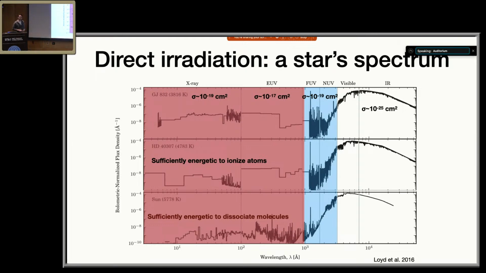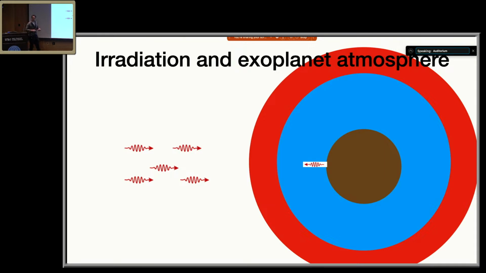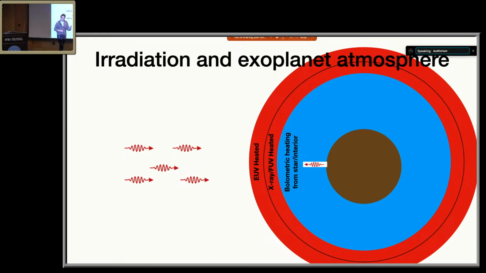So in terms of the structure of the planet's atmosphere, you have initially an EUV heated layer, then you have an X-ray/FUV heated layer, and then you have a bolometrically heated layer from the star. So in terms of the properties, you have an ionized layer, an atomic layer, and a molecular layer. And this is really important because ions and atoms are really crappy coolants compared to molecules. So this upper region of these atmospheres ends up extremely hot, up to 10,000 Kelvin. The physics is exactly the same as disk photoevaporation.